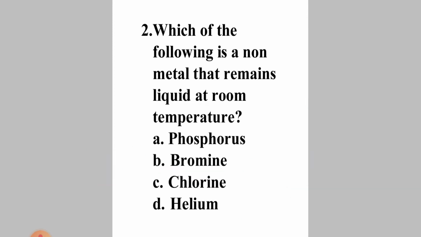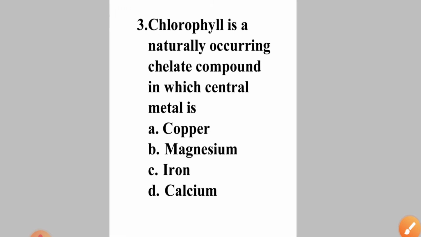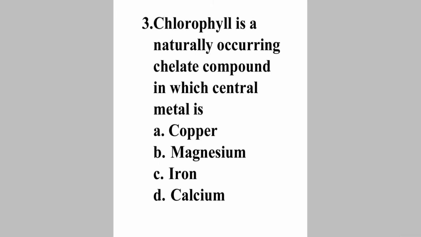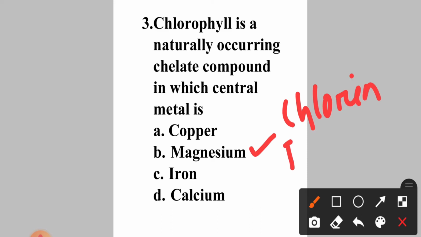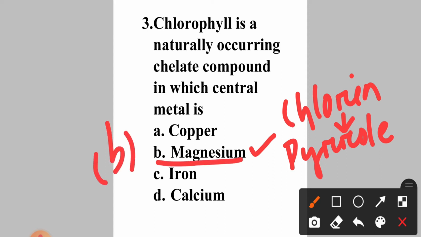Now come to question number 3. Chlorophyll is a naturally occurring chelate compound in which the central metal is A, copper, B, magnesium, C, iron, D, calcium. तो पूछा है कि क्लोरोफिल का सेंट्रल मेटल एटम क्या है, तो इसके लिए क्लोरोफिल का स्ट्रक्चर जाना जरूरी है. So chlorophyll contains a magnesium ion enclosed in a large ring structure called chlorin. The chlorin is a heterocyclic compound derived from pyrrole, and 4 nitrogen atoms from the chlorin surround and bind the magnesium atom. So the central metal atom will be magnesium, that is option B.